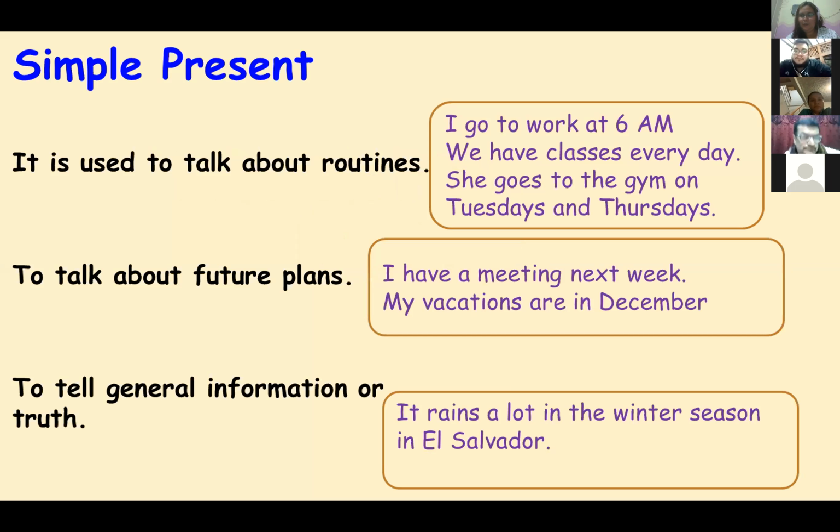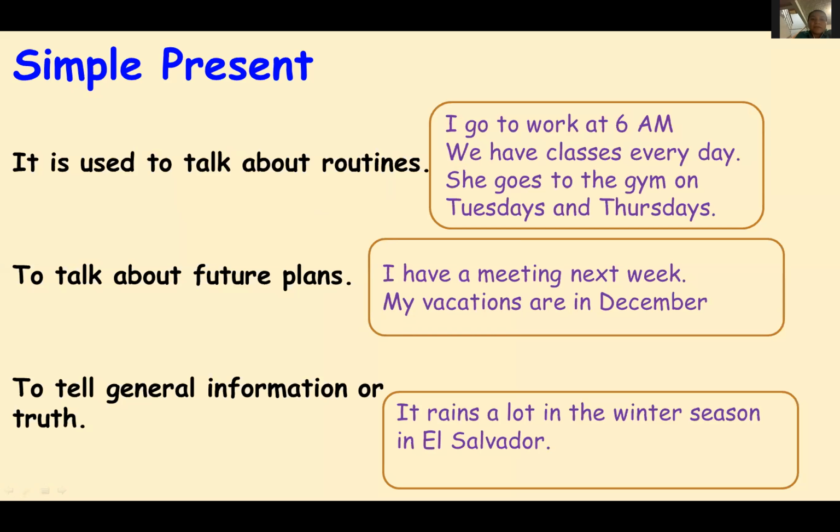When do you use the simple present? Cesarina, can you help me with the first use? It is used to talk about routines. I go to work at 6 a.m. We have class every day. She goes to the gym on Tuesdays and Thursdays. Yes, thank you so much. So that is one use for the simple present tense, right? To mention those routines that you have, to talk about your daily activities.